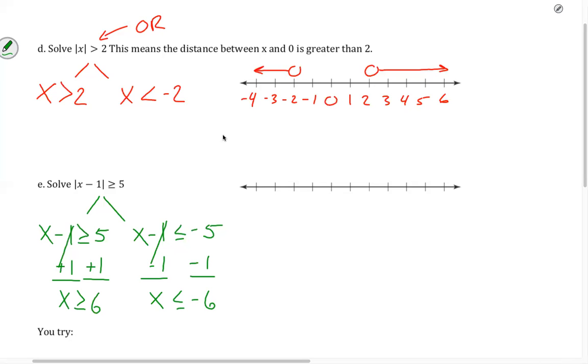Sound good? Now, here's the thing. This is what I don't like about these two problems here. Your answer is not always going to be 2 and -2. This is just a weird example where that holds true. My answer is not going to be 6 and -6. Got it? So you have to solve both sides of the absolute value.